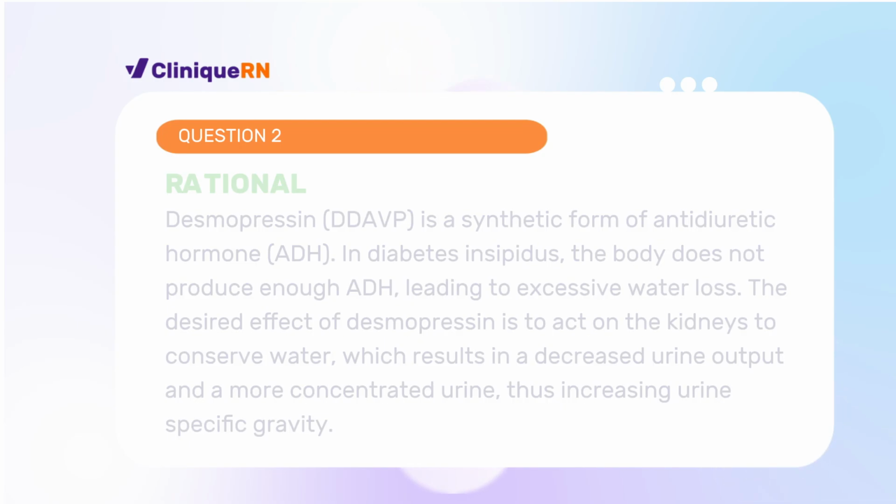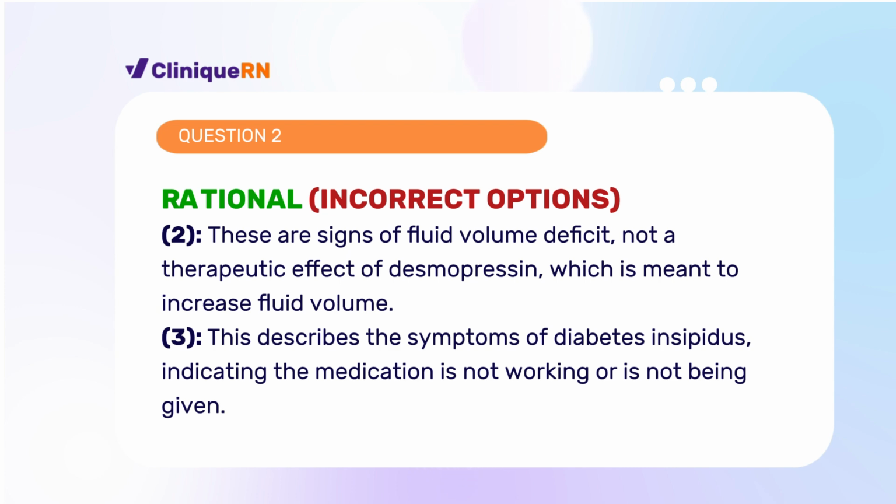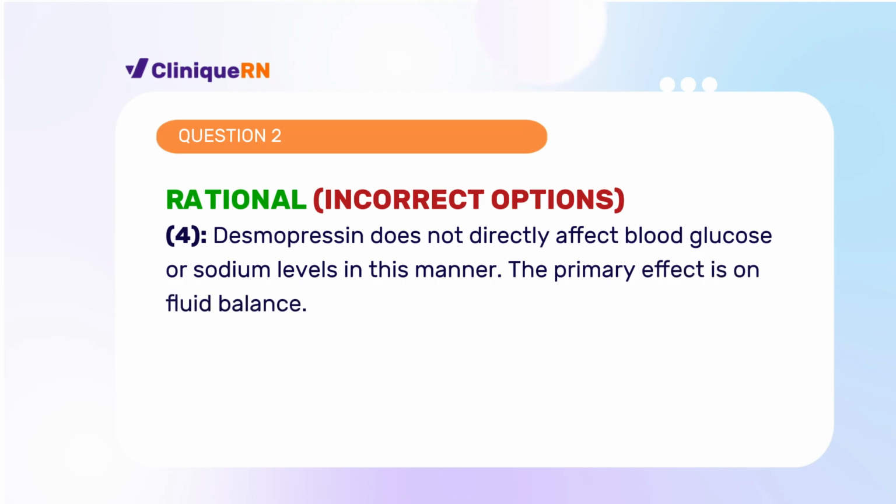Incorrect option 2. These are signs of fluid volume deficit, not a therapeutic effect of desmopressin, which is meant to increase fluid volume. 3. This describes the symptoms of diabetes insipidus, indicating the medication is not working or is not being given. 4. Desmopressin does not directly affect blood glucose or sodium levels in this manner. The primary effect is on fluid balance.